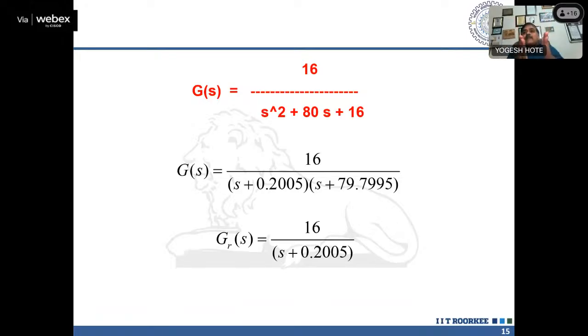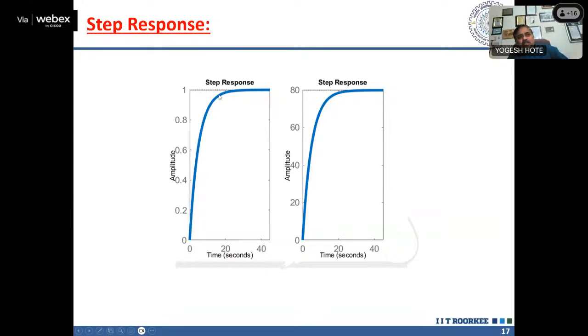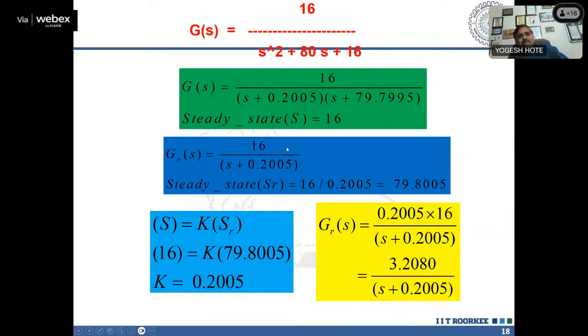That means we want not only the transient to match, but the steady state should also match. You can see the steady state of the original plant is 16 divided by 16. If you apply the step input and use the final value theorem, you can find that for the system G(s) with step input R(s), the response should reach 1. This is the response of the original plant. But if you neglect this one, the response is only 0.2, so that effect has to be merged.